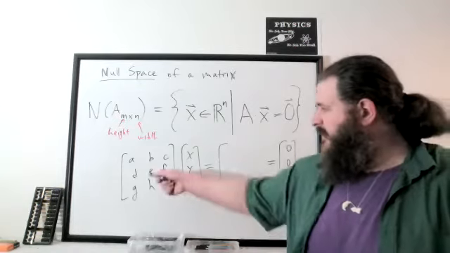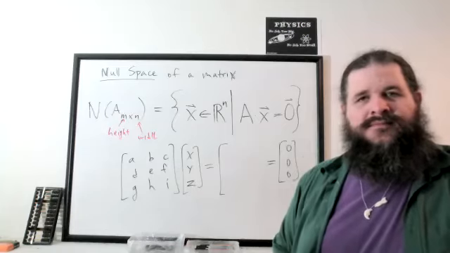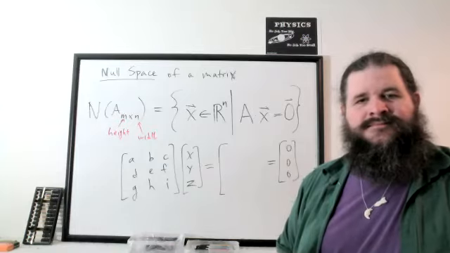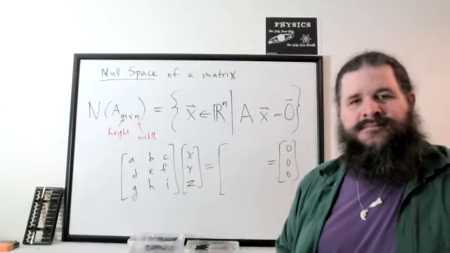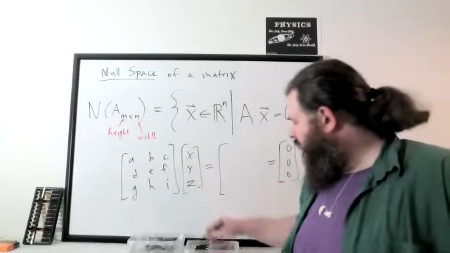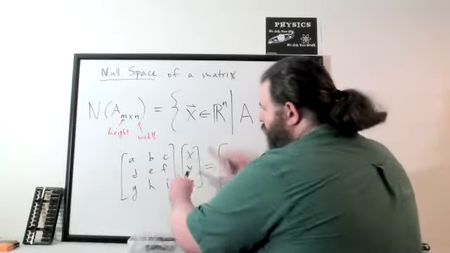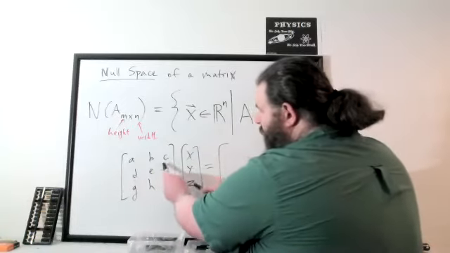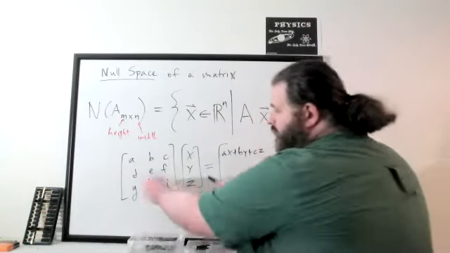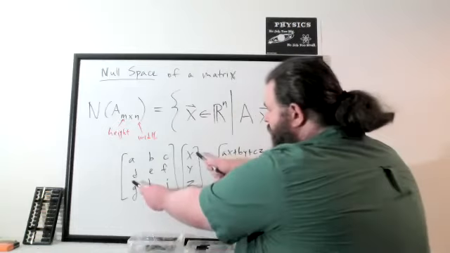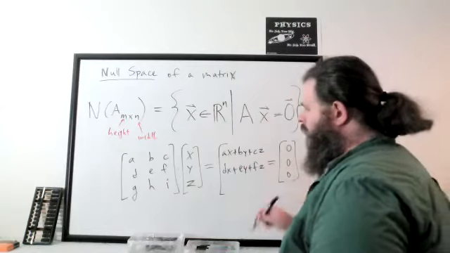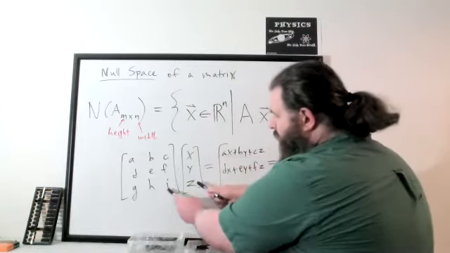How would you multiply this matrix times this vector? Combining an individual row with X, Y, and Z. For instance, going along the first row and first column, we'd have AX plus BY plus CZ. Likewise, second row and the only column, DX plus EY plus FZ. And third row, GX plus HY plus IZ.